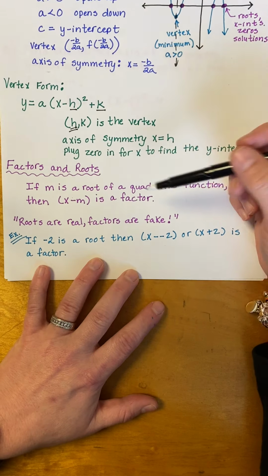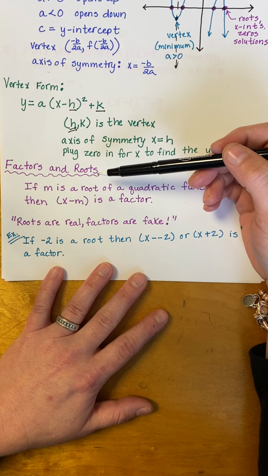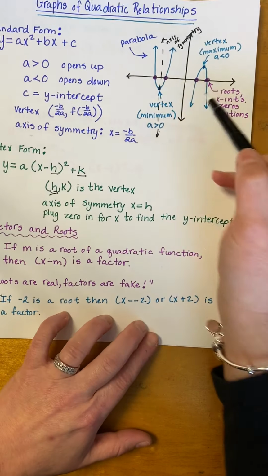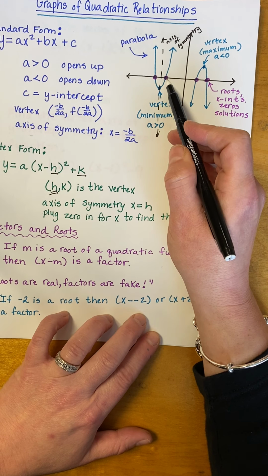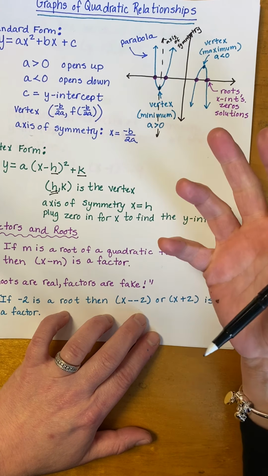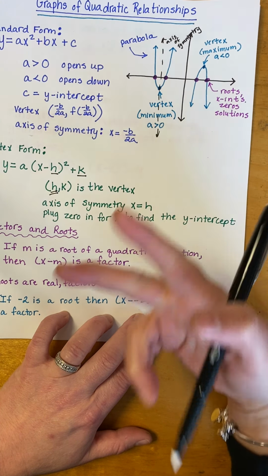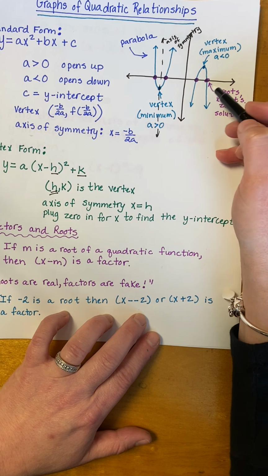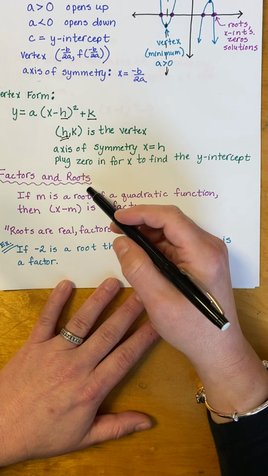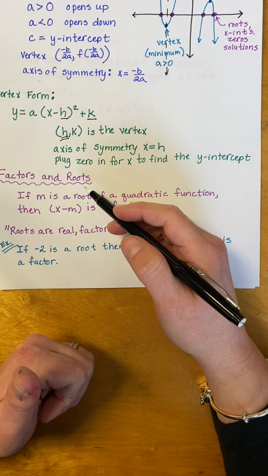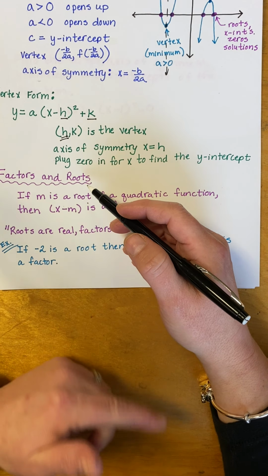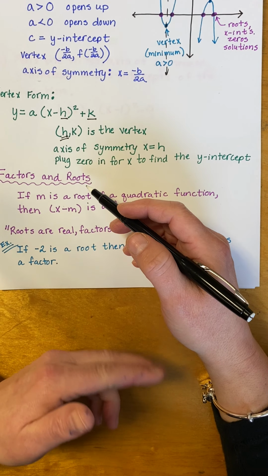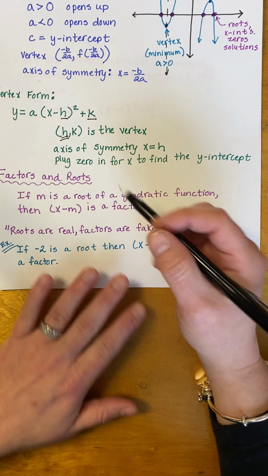Now, factors and roots. So the root of a quadratic function is where it crosses the x-axis. It could have no real roots, it could have one, or it could have two. And most of the time, the ones we deal with will have two roots, two places where it crosses the x-axis. Now, they call them roots, but they also call them zeros. They call them solutions. They call them x-intercepts. When you take the EOC, you might hear any of those four terms.